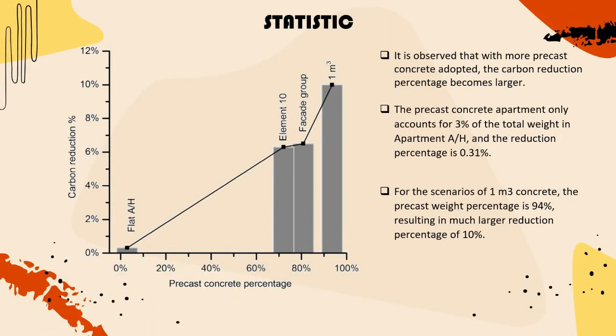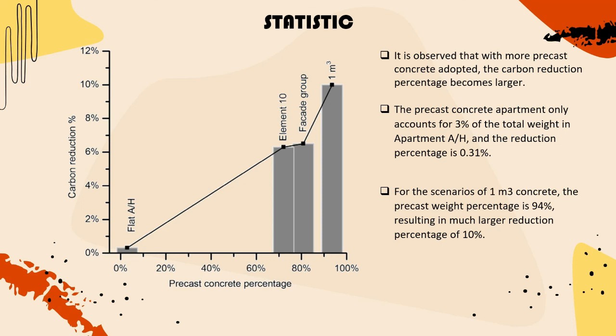Next is the statistics for this research. The chart shows the percentage of carbon reduction against the precast concrete percentage used. According to the results, based on the 4 sets of scenarios, adoption of precast concrete can lead to carbon reduction as compared with cast in-situ concrete. The chart gives the influence of precast concrete percentage on carbon reduction. It is observed that with more precast concrete adopted, the carbon reduction percentage becomes larger.